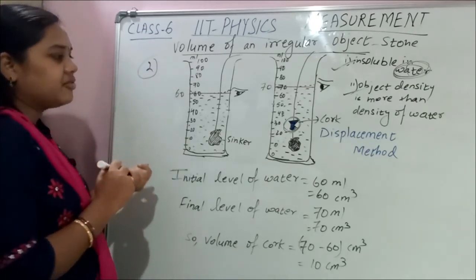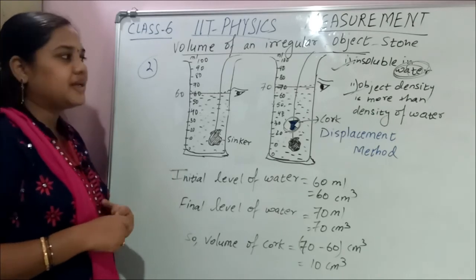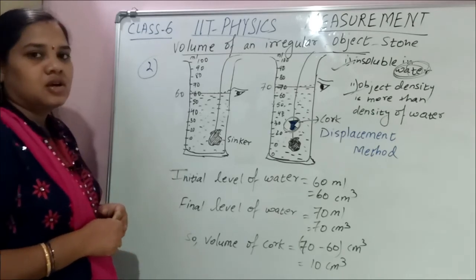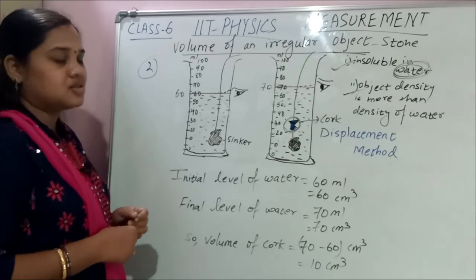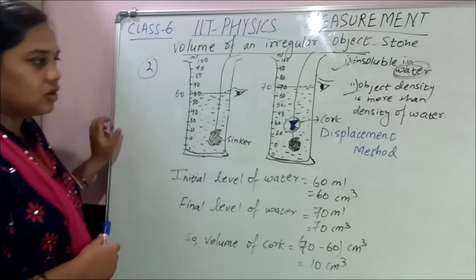Okay, here we are using an object which is light in weight. Density is less than the density of water. Okay, like that object.